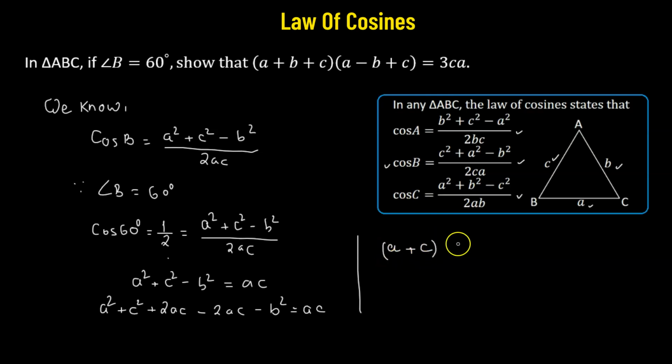Now a squared plus c squared plus 2ac can be expressed as (a plus c) whole squared minus b squared, and we transpose negative 2ac to the right hand side and combine it with ac to get 3ac. Now (a plus c) whole squared minus b squared is an identity of the form a squared minus b squared. So that gives us (a plus c plus b) multiplied by (a plus c minus b), and that equals 3ac. Hence, proved.